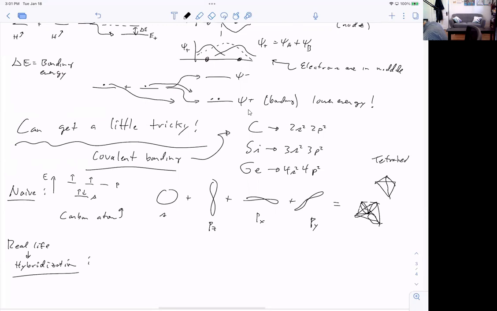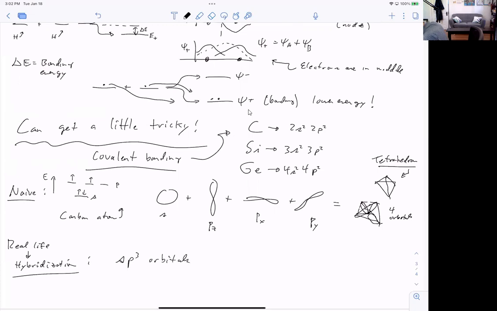A tetrahedron, four-sided pyramid. You can think of it as a pyramid with a triangular base and three sides above, up high. It's a tetrahedron, and so you're going to get these four orbitals, and those orbitals we call the sp3 orbitals.